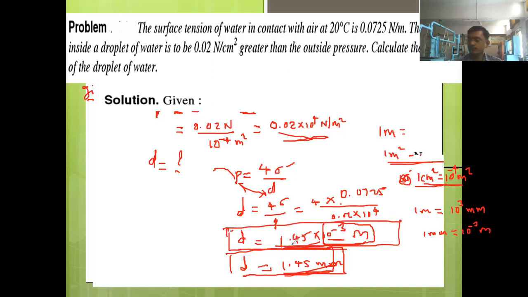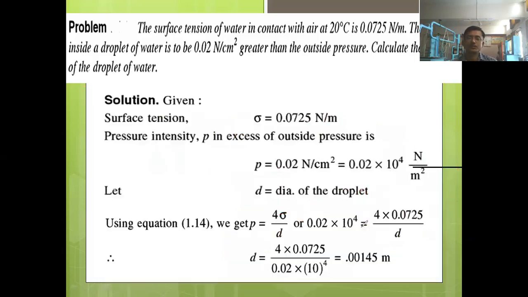Everyone understood this problem? You can see whatever answers we have got, they are written in decimal form, 0.0014. If we take 3 decimals, we can write 1.45 into 10 to the power -3 meter, like that you can write.